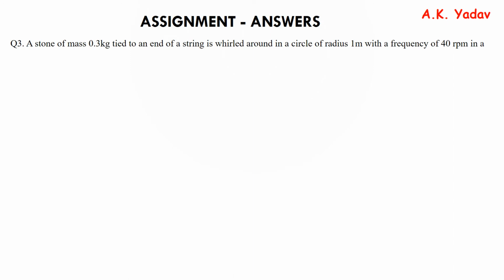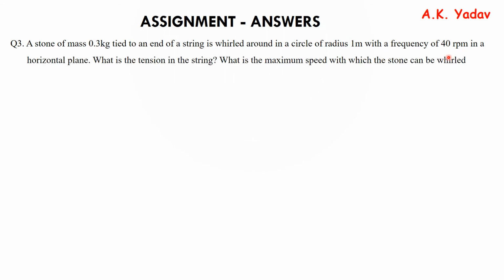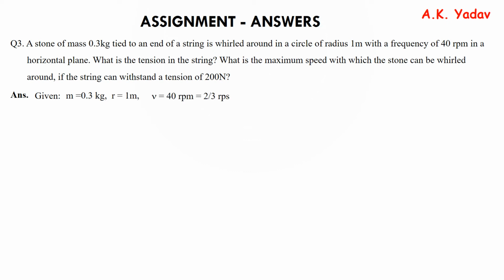Question number 3. A stone of mass 0.3 kg tied to an end of a string is whirled around in a circle of radius 1 meter with a frequency of 40 rpm in a horizontal plane. What is the tension in the string? What is the maximum speed with which the stone can be whirled around if the string can withstand a tension of 200 Newton? So what is given? M is 0.3 kg, R is 1 meter, frequency is 2 by 3 rps, angular velocity omega equal to 2 pi nu. We put the values, what we get, 4.2 radian per second.